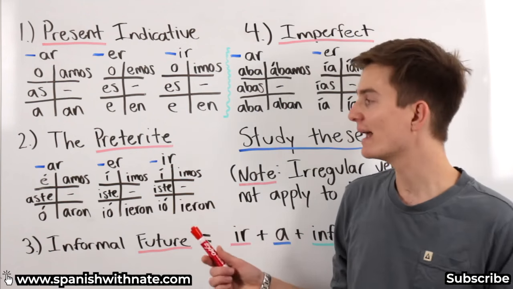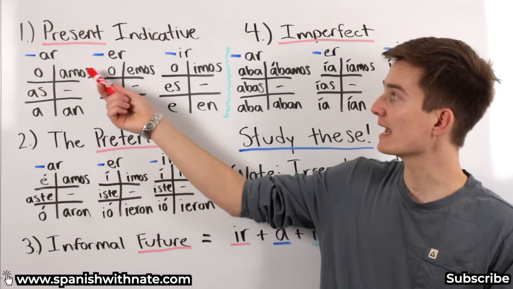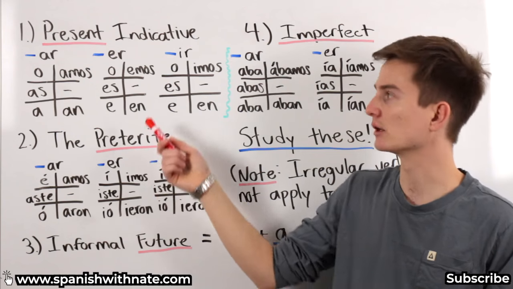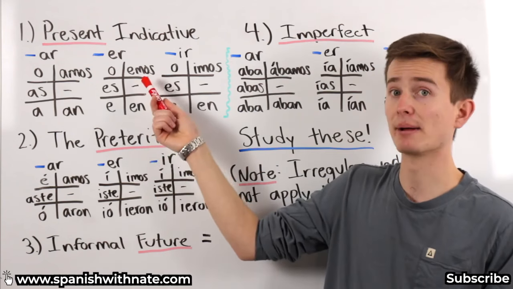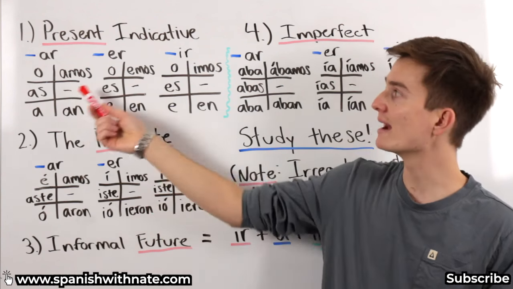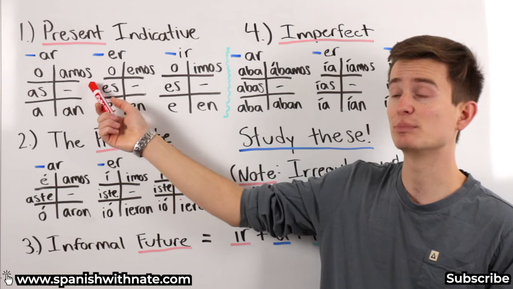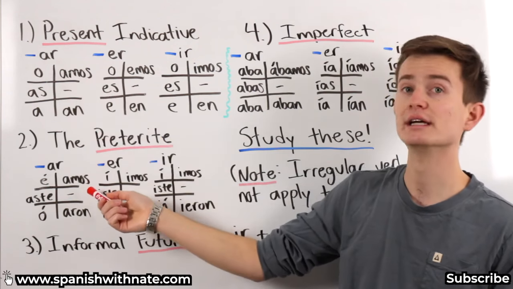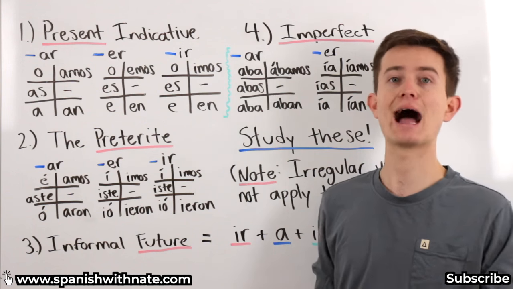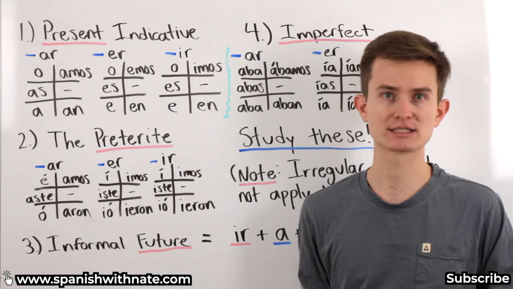Okay? Now, you may have noticed that in the nosotros form, it's the same in the present tense, with the exception of ER verbs. So ER in the present tense would be "bebemos," and in the past it would be "bebimos." But for the AR and IR, when I say "hablamos," that could mean we speak, or it can mean we spoke. Now, this can be confusing to us at first because how do you tell the difference? You tell the difference based off of context clues.